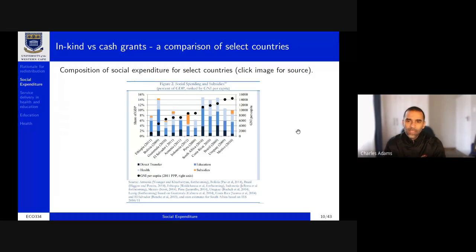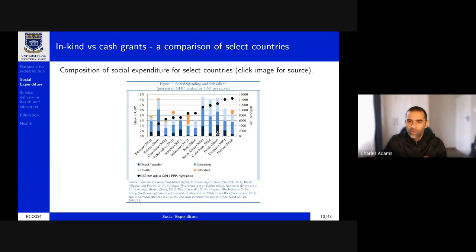Okay, so another thing that's interesting here is that South Africa has the highest social expenditure among all these countries that are listed here, even though we don't have the highest gross national income per capita. Right? So the dots on the chart give us the per capita national income, and the height of the bars give us the proportion of GDP spent on social activities. So we have the highest social expenditure as a proportion of GDP, and we're roughly in the middle among these countries when it comes to national income per capita.